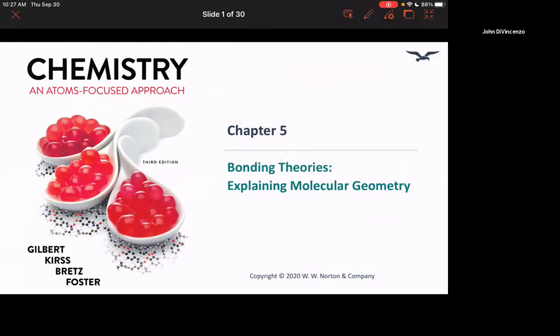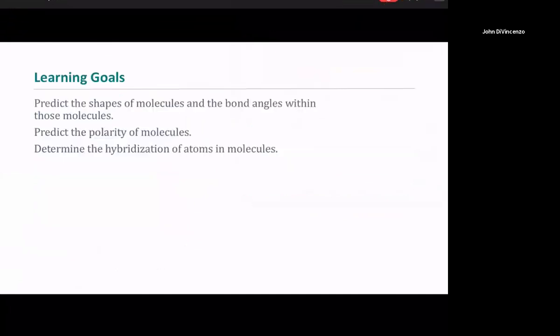All right, bonding theory, explaining molecular geometry. Predict the shape of molecules and the bond angles within those molecules. Predict the polarity of molecules. Determine the hybridization of atoms and molecules. So we still do a little bit of hybridization. I mean, you're still expected to know that.